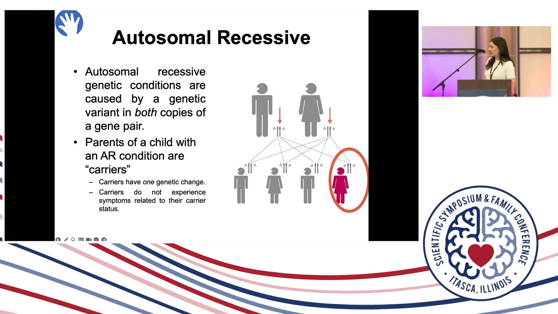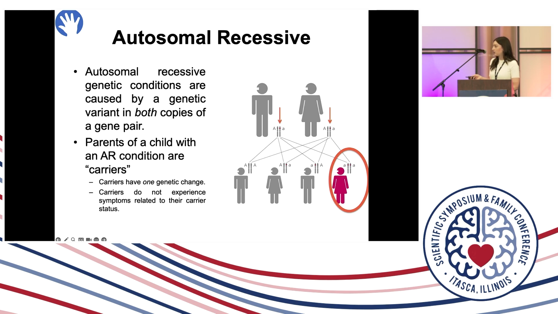Autosomal recessive genetic conditions are caused by a genetic variant in both copies of a gene pair. So again, we're still talking about those autosome chromosomes. And if we look at our little affected individual over here in pink, we can see that she has a genetic change in both copies of this gene. And she inherited these genetic changes from her parents.